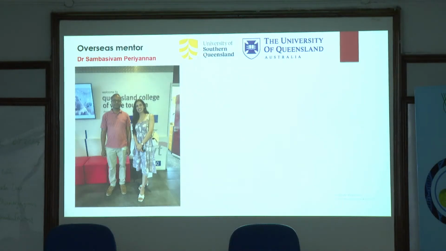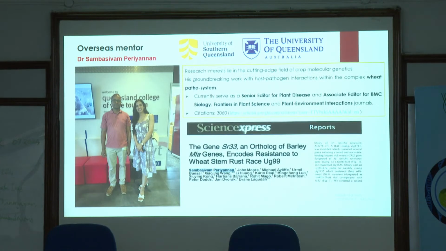Next, talking a little bit about my overseas mentor. I worked with Dr. Sambasivam Periyanan. Most of the students who are pathologists might be aware of the UG99 strain of rust, stem rust, which is a very, very important strain in rust. He's famous for many things actually, but mainly in our field, specifically because he was the first person who identified and characterized the SR33 gene analog, which is resistant to the stem rust UG99.